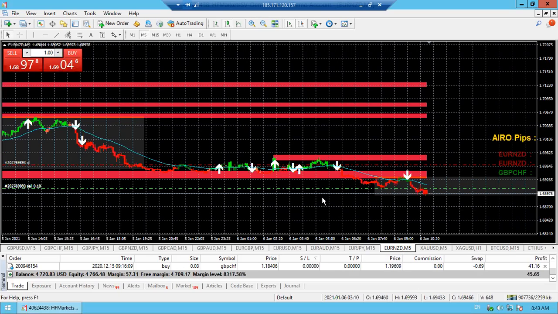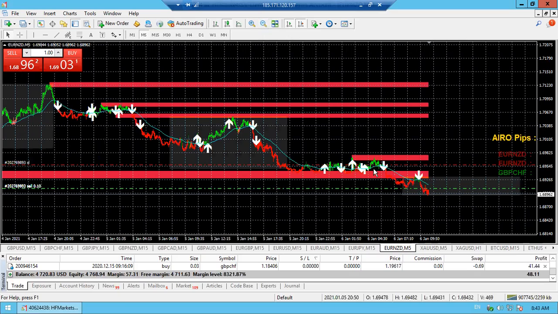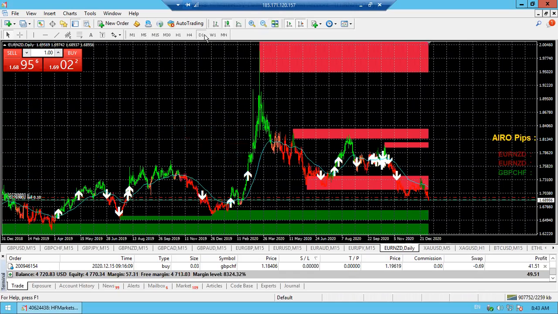So I placed two trades, and I'm risking 50 pips per trade, and I'm aiming for 100 pips. I've checked the daily time frame, and I can see that the support from where I entered the market right now is close to 200 pips. But I won't be greedy. So the support is 207 pips.